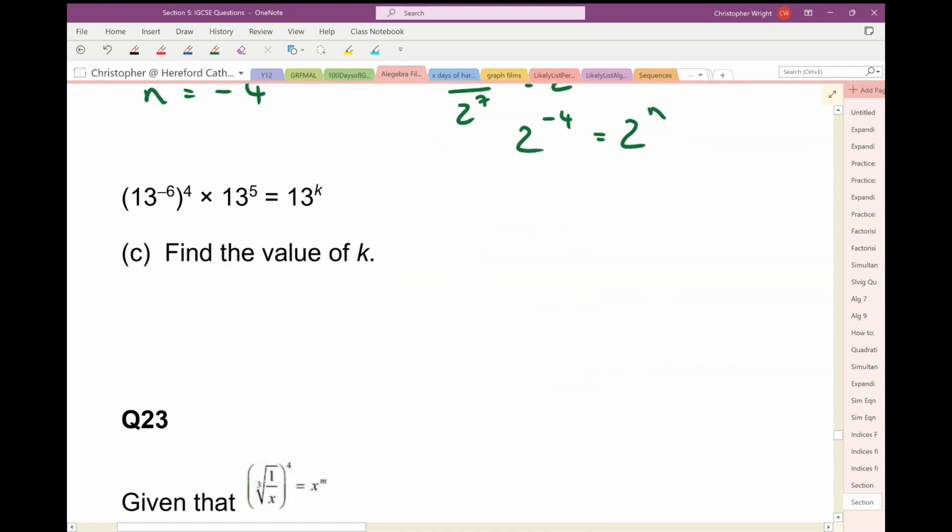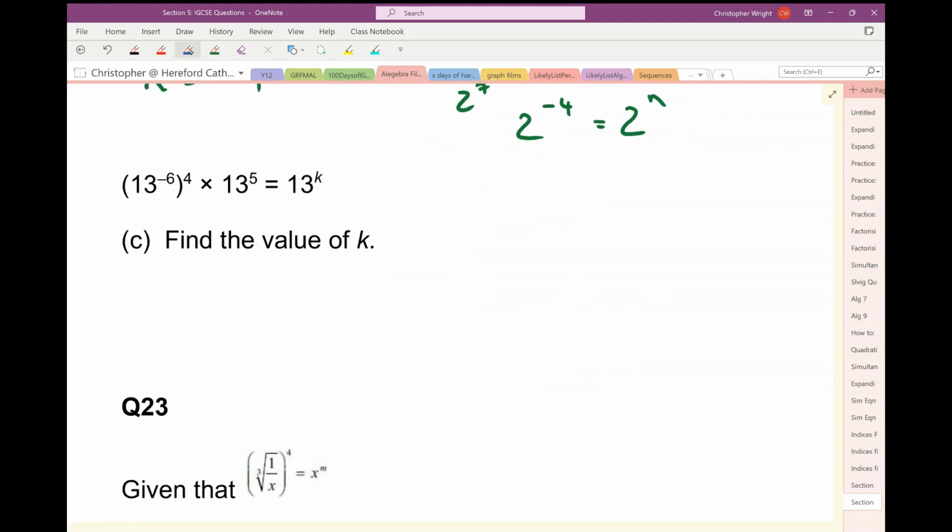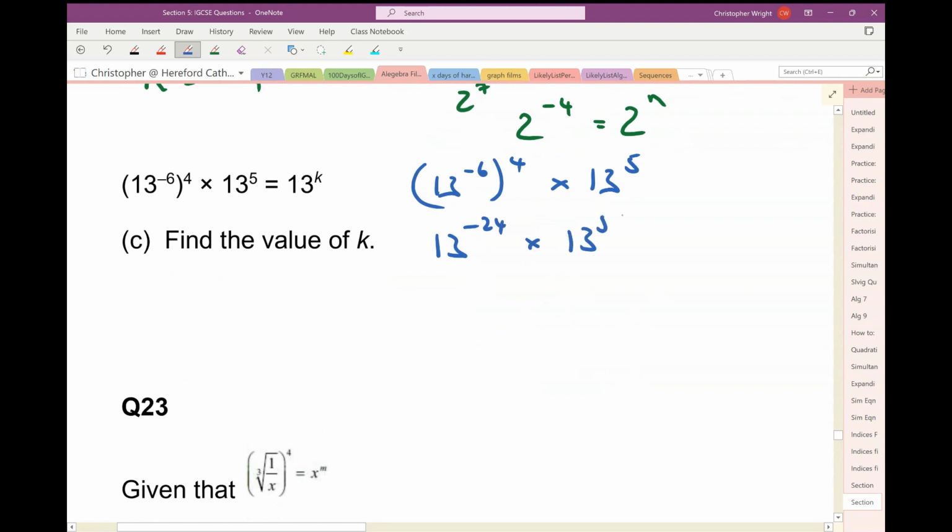And part C. Right, I've got 13 to the power of minus 6 raised to the power of 4 times 13 to the power of 5. So that is 13 to the power of minus 6 times 4 is minus 24 times 13 to the power of 5. So that is 13 to the power of minus 19, adding those indices. And that equals 13 to the power of k. So clearly k equals minus 19.